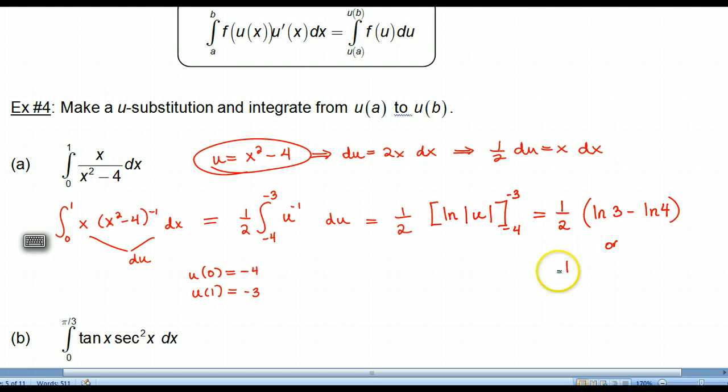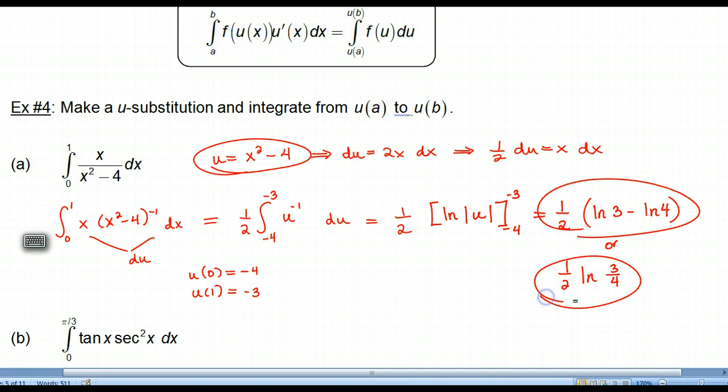Or you could rewrite it if you remember your log rules. Do you remember subtraction turns into division? I'll be okay with that answer for you.